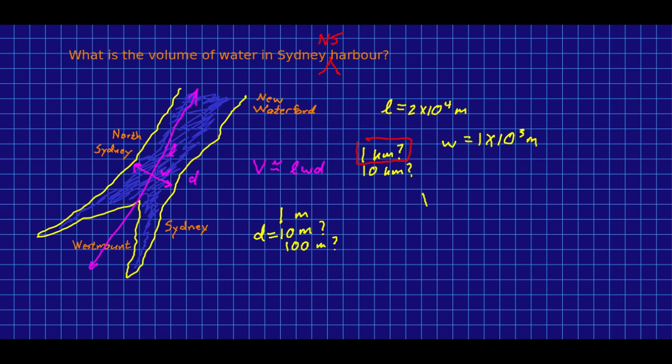And so now I can estimate the volume, because it's just the length times the width times the depth. And that's 4, 7, 8. So 2 times 10 to the 8 meters cubed.